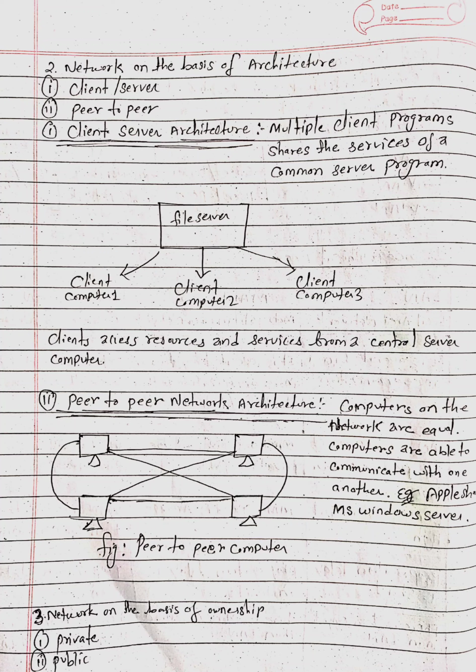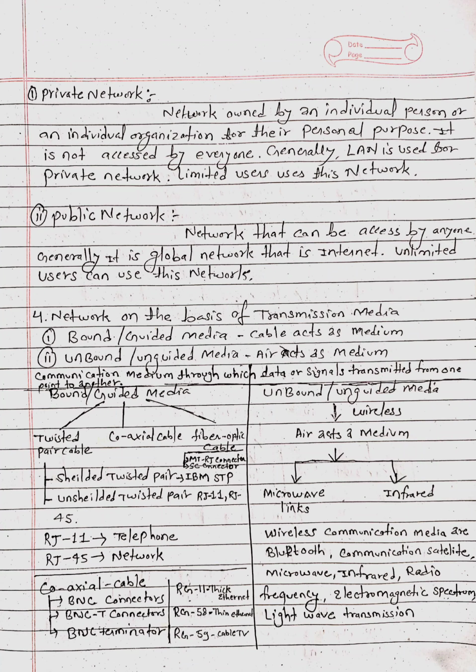Network on the basis of ownership: private network and public network. Private network: network owned by an individual person or an individual organization for their personal purpose. It is not accessed by everyone. Generally, LAN is used for private network. Limited users use this network. Public network: network that can be accessed by anyone. Generally, it is a global network, that is the internet. Unlimited users can use this network.